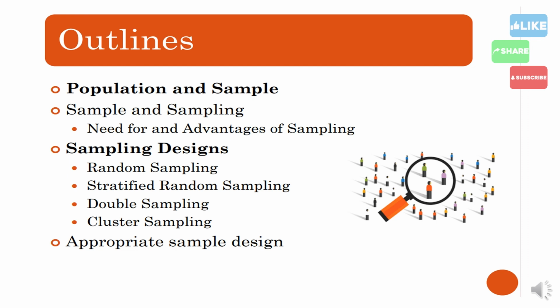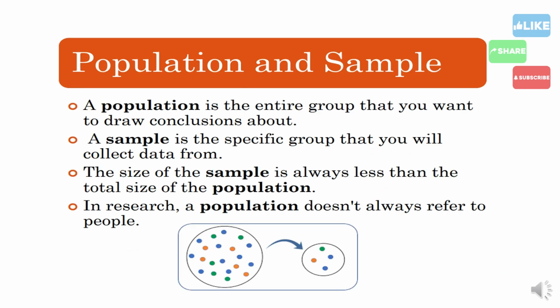Now, we will discuss the population and sample. A population is the entire group that you want to draw conclusions about, and a sample is a specific group that you will collect data from. The size of the sample is always less than the total size of the population. In research, a population doesn't always refer to people. It may be different groups of other things, other objects.